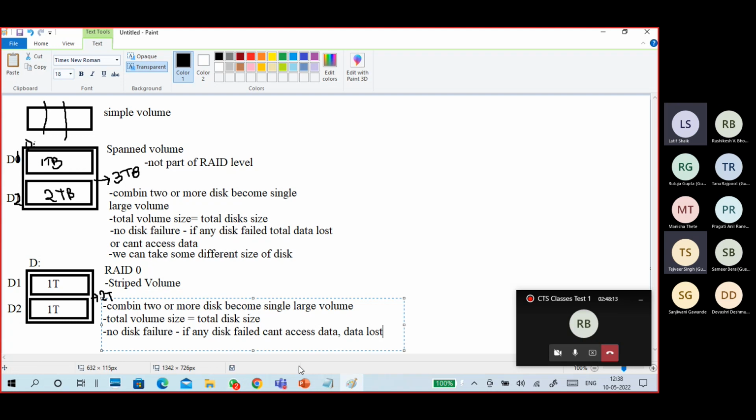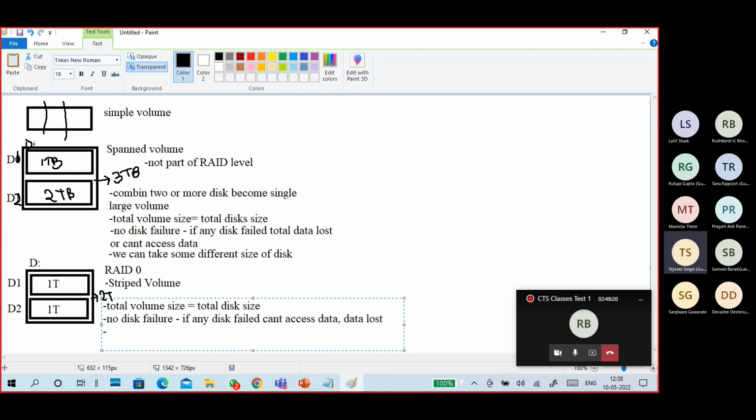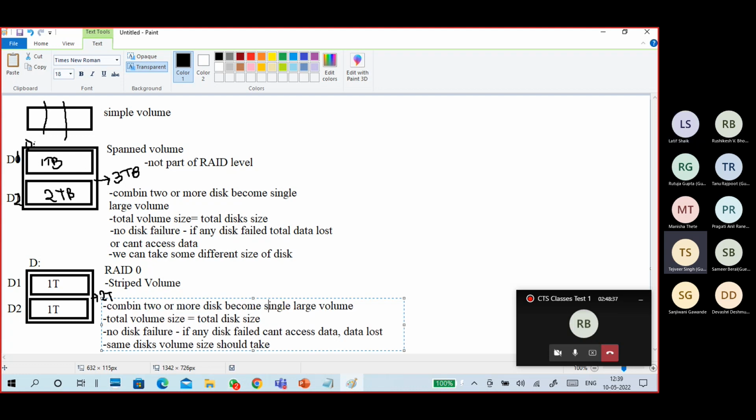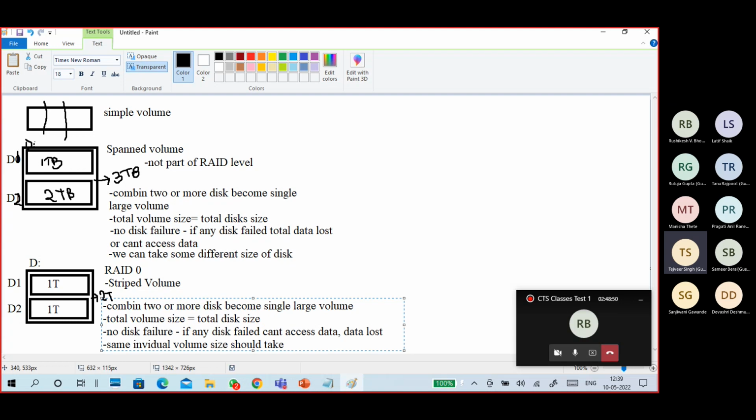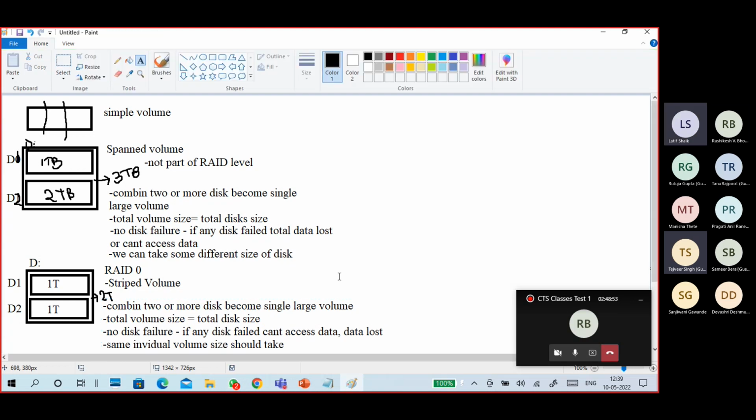So the last point here is that we should take the same volume size, not the same disk volume size, the same volume size. There are a lot of conditions. I'm telling it in a disk manner. So this is simple volume, striped volume.